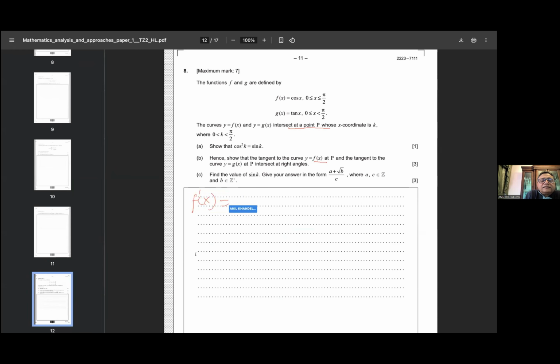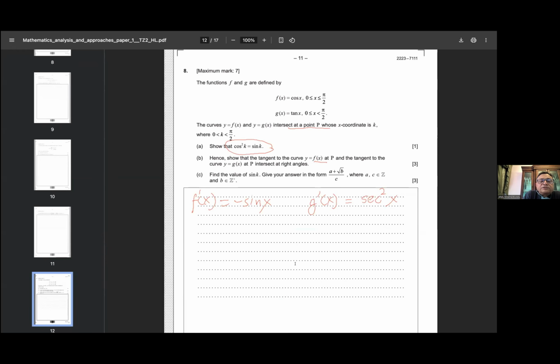Derivative of cos x is minus sin x. And the derivative of tan x is secant square x. Right? Yes. So now it says the curves f of x and g of x intersect at a point P where the x coordinate is k. So we found that at x coordinate k, cos square k is equal to sin k. So x value is k, and we have to show that the tangents to these curves are perpendicular, right?